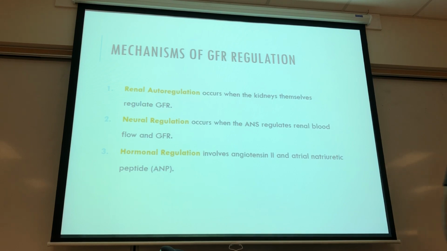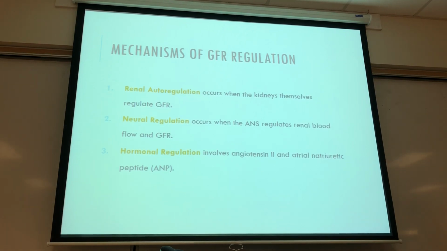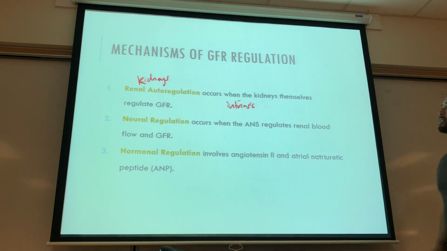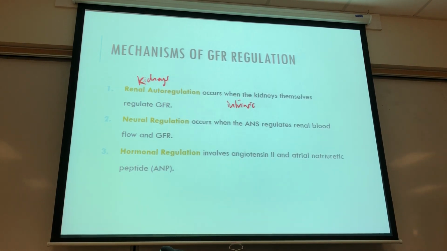And we'll look at three main types of mechanisms. Renal autoregulation is related to the kidneys, and how we can regulate the glomerular filtration rate. So this is autoregulation. Why? Because the kidneys are regulating it themselves. This is an intrinsic mechanism. The kidney does it all by itself. The other two are extrinsic, meaning that they're going to involve external factors.